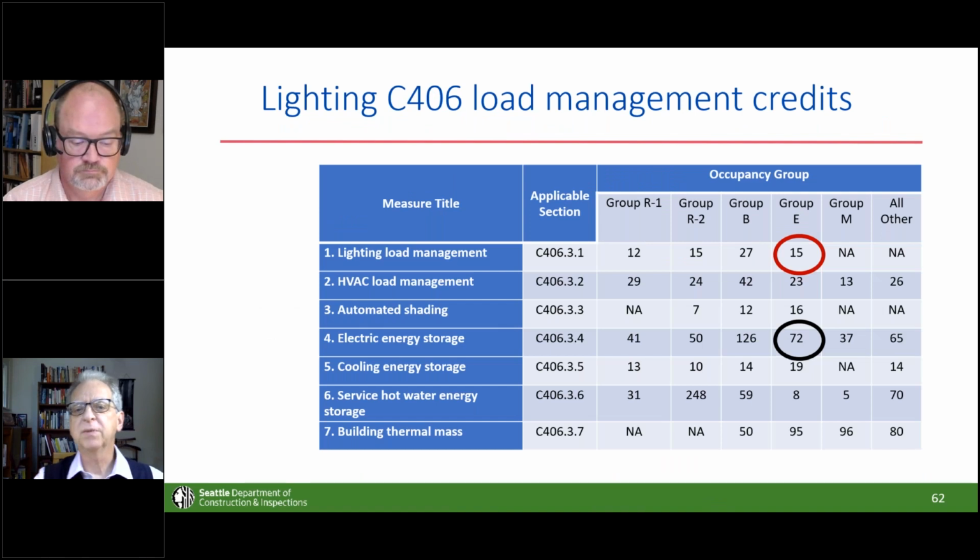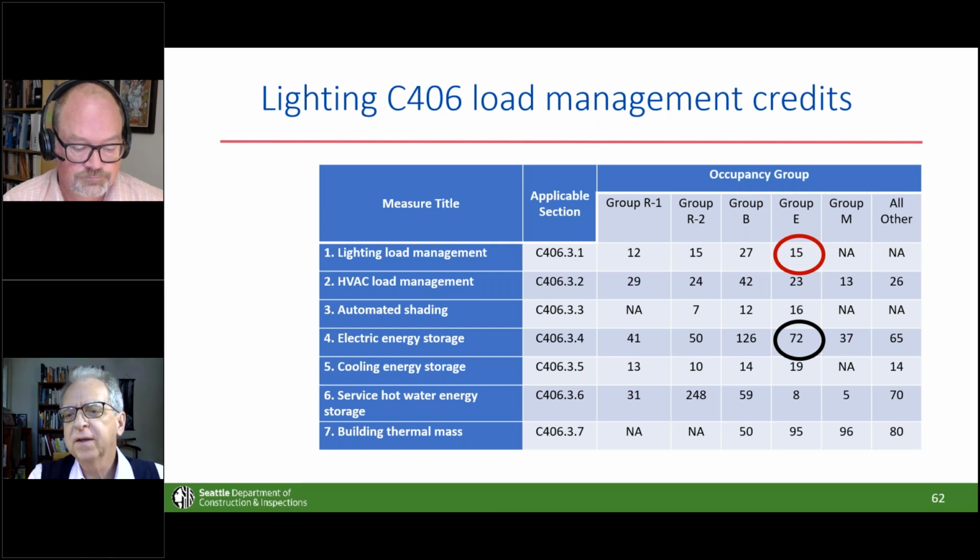With load management, there's a lighting load management. I think that gets everything set up so that if at some point in the future the utility really needs it, you can reduce your lighting power output by an external command, and that'll get you 15 credits.